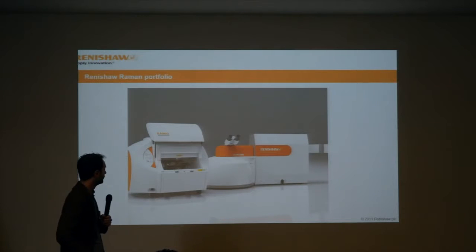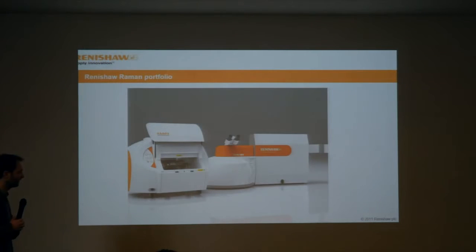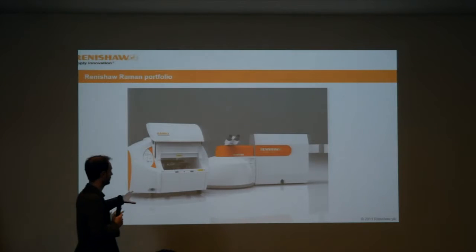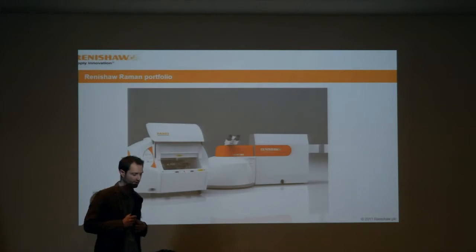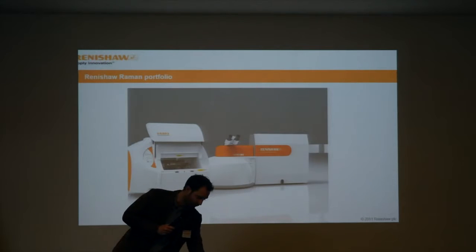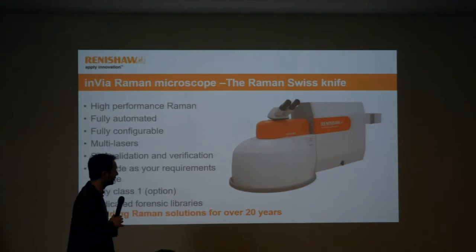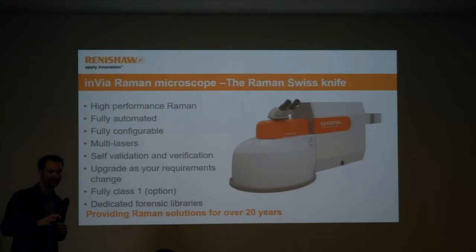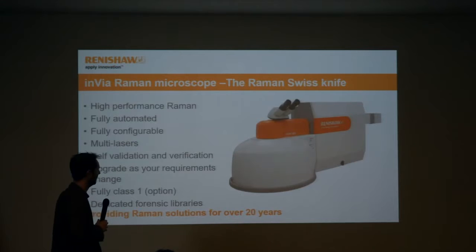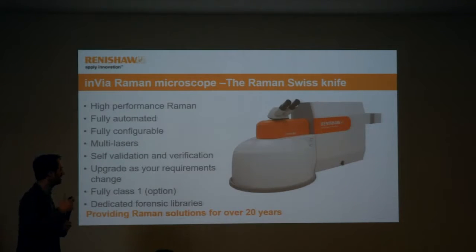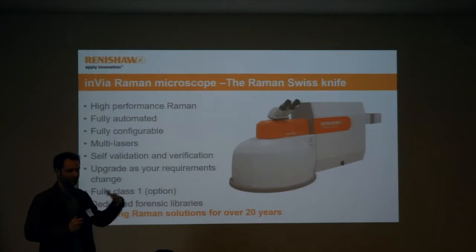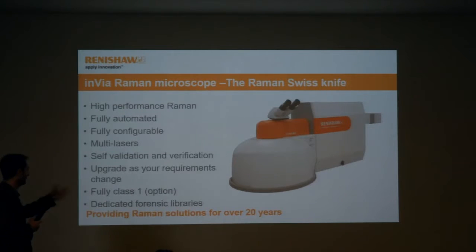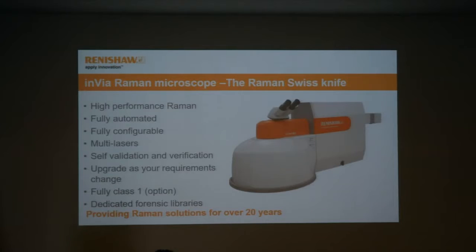So, the Renishaw Raman portfolio. We effectively have two systems. One is more of a benchtop system, and another is the Raman microscope, which we call the Via. I call it the Raman Swiss knife because it can do everything. This is high performance and very flexible. You can put as many lasers as you want. You have self-validation and verification. You can upgrade it if later on you realize you need another laser.